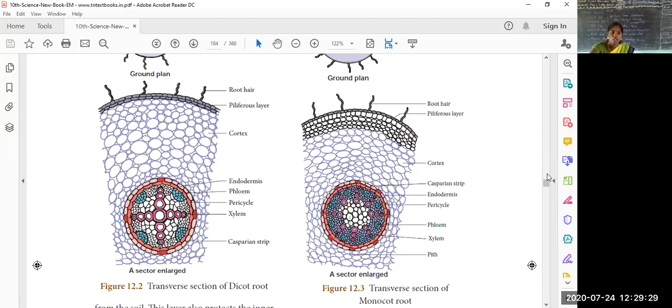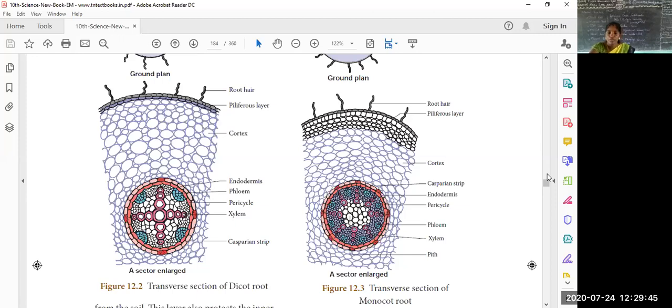Okay, so the next zone is the cortex. Then inner to the cortex is called the endodermis. Endodermis is next to the pericycle. Then the xylem and phloem are arranged in different radii. The Casparian strips are present.